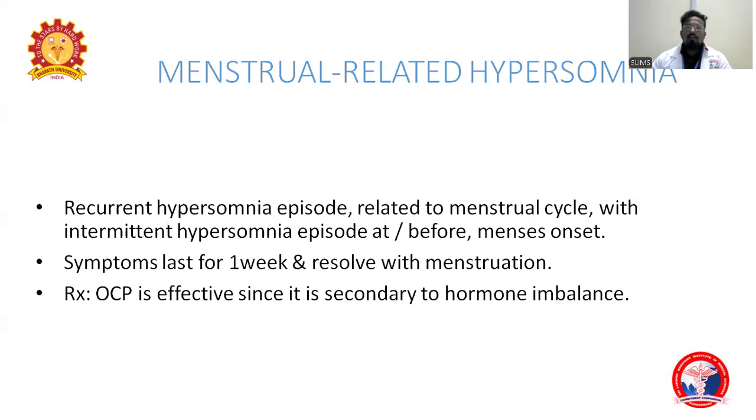Next, menstrual-related hypersomnia: recurrent hypersomnia episodes related to the menstrual cycle, with intermittent episodes before or at menses onset. Sometimes it occurs before or during the onset of menses. Symptoms last just a week and resolve after the menstruation is over. The treatment is oral contraceptive pills, which are effective since it is secondary to hormonal imbalance.